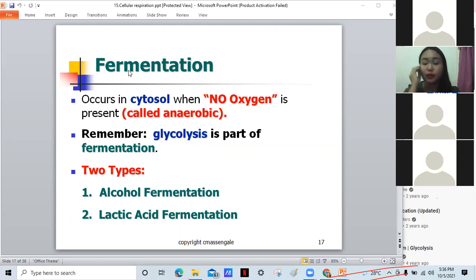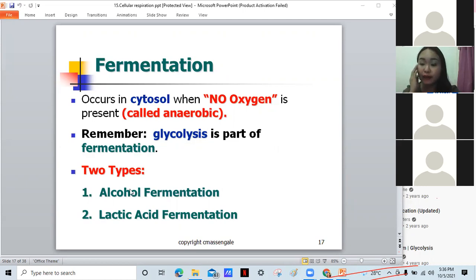We have wine, we have cheese, we have yogurt, and this occurs in the cytosol. No, when there's zero oxygen, glycolysis is still part of the fermentation. So it starts with glycolysis, and there are two types of anaerobic respiration fermentation: alcohol and lactic acid fermentation. Alcohol fermentation occurs in plants and lactic acid fermentation occurs in animals, and even in humans.